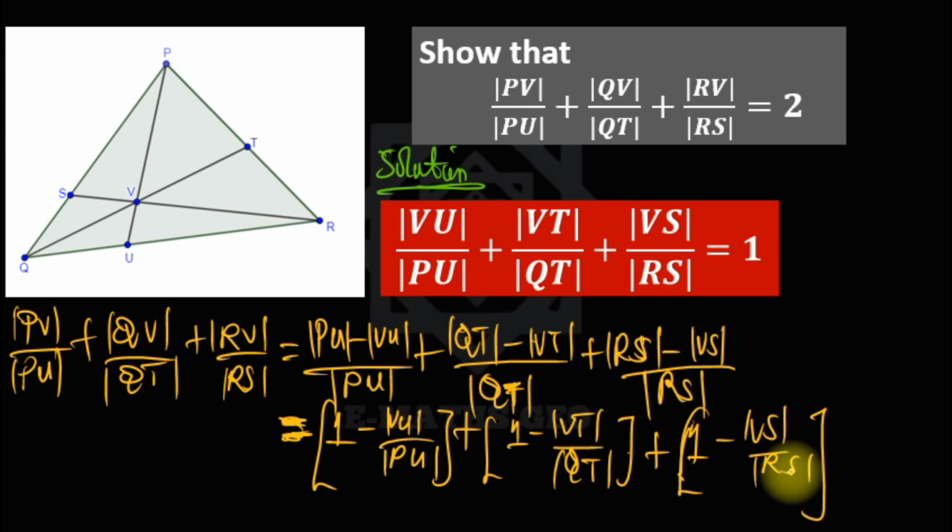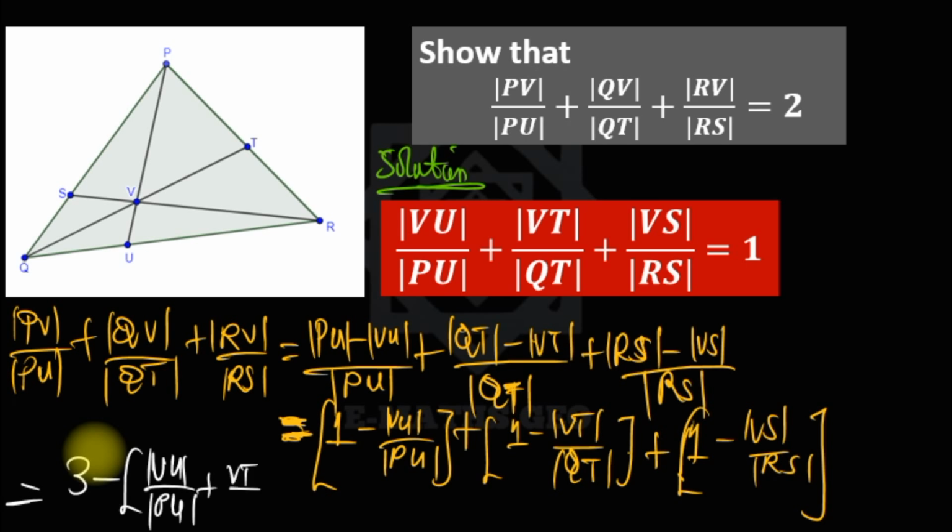So factoring, we can factor the minus sign. This is now equal to adding the ones, 1 2 3, so we have 3 minus VU over PU plus VT over QT plus VS over RS.